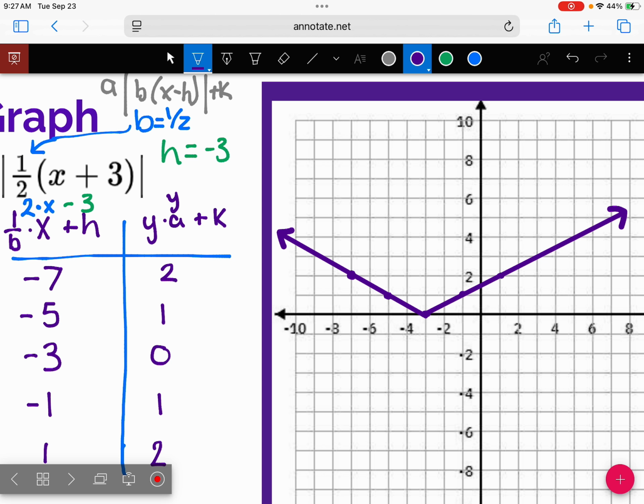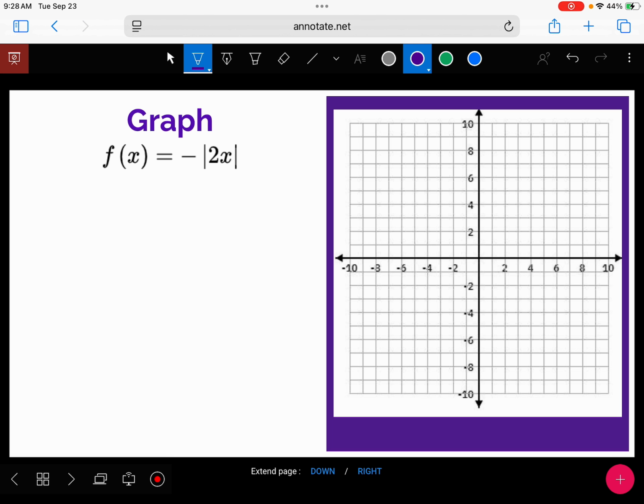Questions on this one? So I know these are weird and kind of awkward. Calculation-wise, they're not brutal, but they're just awkward and different. Okay. We're going to do one more absolute value. We've got minus absolute value of 2x.